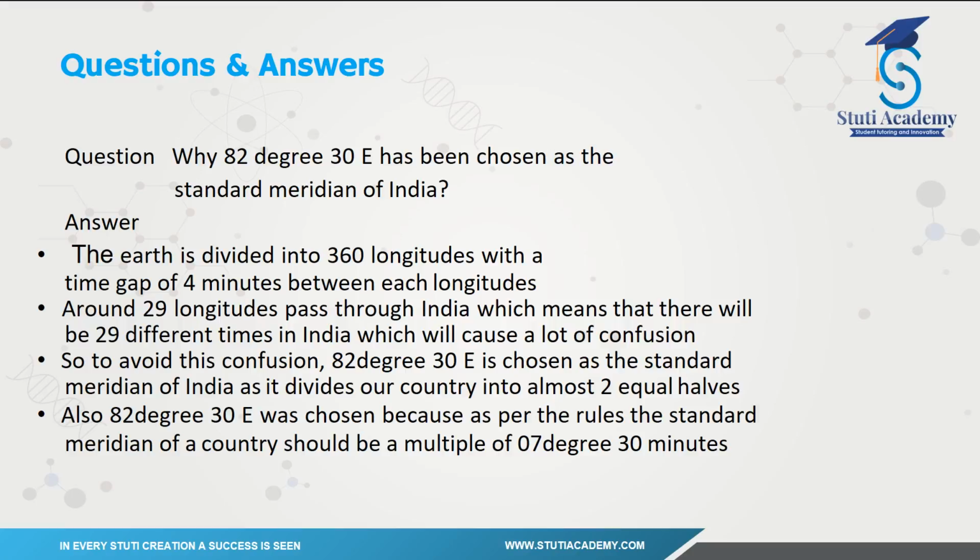Also, 82 degrees 30 minutes east was chosen because, as per the rules, the standard meridian of a country should be a multiple of 7 degrees 30 minutes.